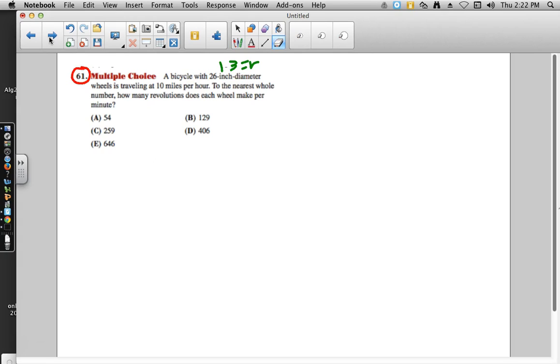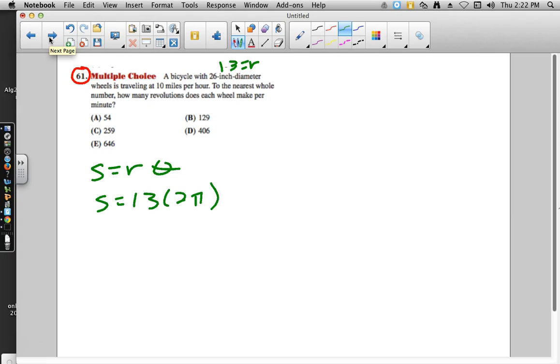We have a 26-inch diameter, and I'm going to go ahead and erase that because what I want to show you is how we're using this formula again to figure out how far we're traveling in one revolution. So we have 26 pi.